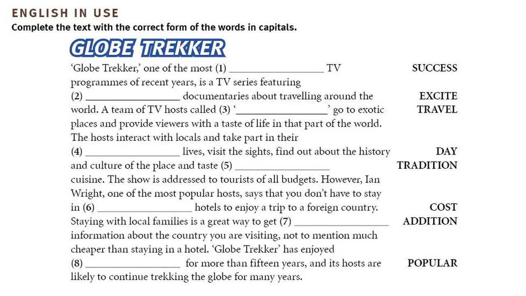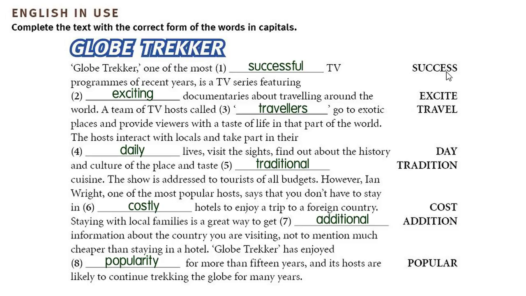English in use. استخدام اللغة الإنجليزية. Complete the text with the correct form of the words in capitals. أكمل مستخدما الشكل الصحيح من الكلمات بالحروف الكبيرة. Answers are. حولنا الكلمات إلى صفات. Success, successful. Excite, exciting. Travel, travelers. Day, daily. Tradition, traditional. Cost, costly. Addition, additional. Popular, popularity.